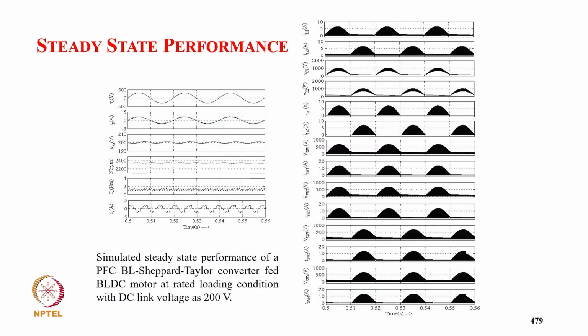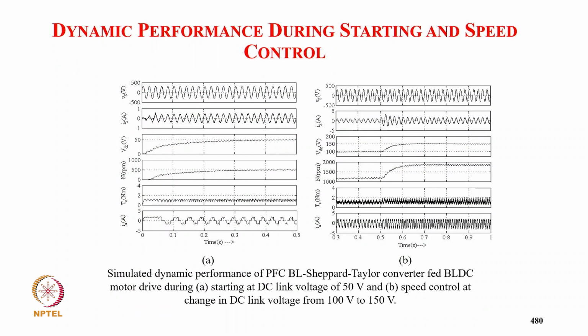millihenry, and these are the simulated results, typically of supply voltage, with supply current in phase with the supply voltage, and DC link voltage constant at 200 volt. Then the speed, torque, and winding current, and you can see input inductor currents are discontinuous, capacitor voltages are continuous, output inductor also discontinuous, supply voltage, supply current.